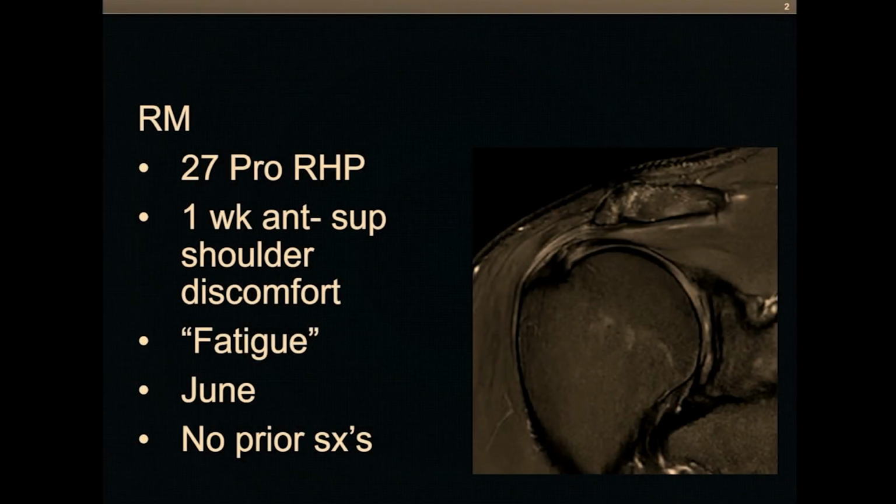Okay, he's 27. He's professional. He's a right-hand pitcher. He's had 1 week of shoulder discomfort. He says it's anterior and superior. He says his arm is tired. It's in the middle of the season. His shoulder has been good essentially for his career.